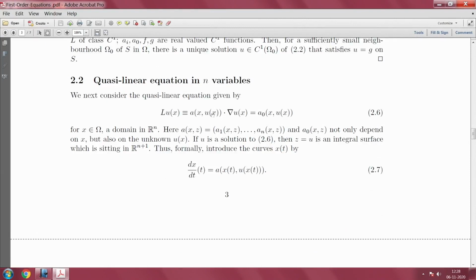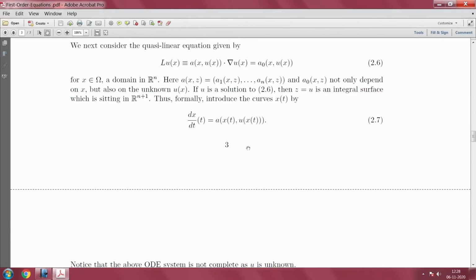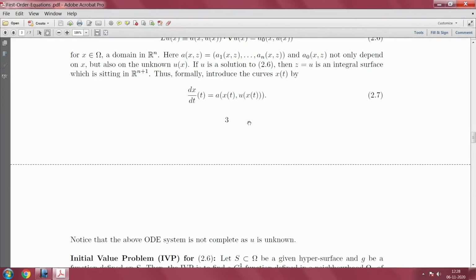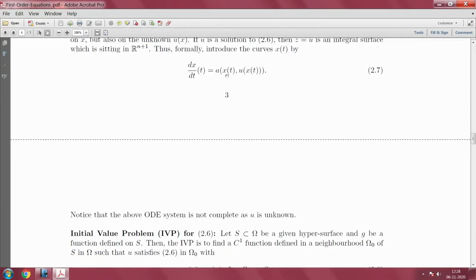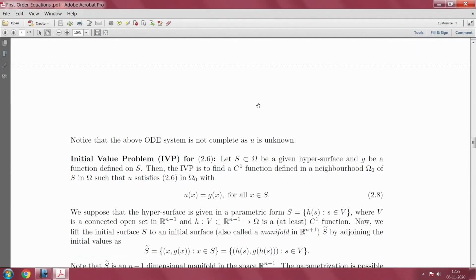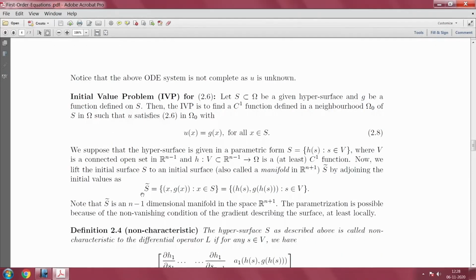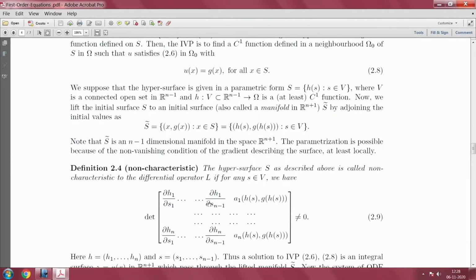Similar thing for the Cauchy linear equation, it is almost the same, but now the only thing is the coefficients a i may also depend on u. So, that is why this system of characteristic equations, a first order system of ODEs, is incomplete, because the right hand side also depends on u, and so we have to somehow adjoin that. And that procedure is, again given the surface, you lift it to n plus 1 dimension, and there you define S tilde.